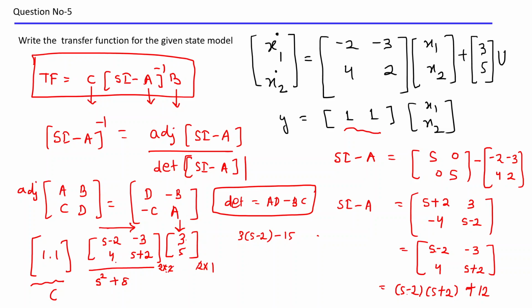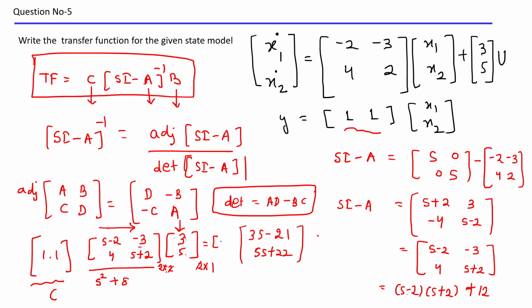Because you will get a 2 cross 1 matrix. So this is 2. And again, 4 should be multiplied with 3, so this will be 12. And S plus 2 should be multiplied with 5, so 5S plus 10. If you simplify, this will be 3S minus 6, and this should be minus 15. So 3S minus 6 minus 15. Further simplified, this term will be 3S minus 21, and this term should be 5S plus 22. So this is the simplification of this matrix multiplication.